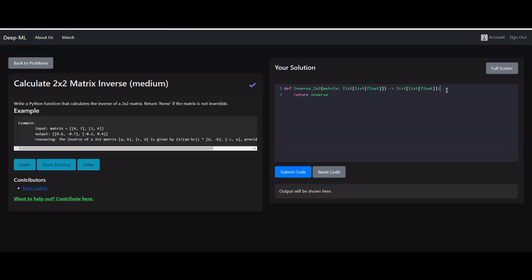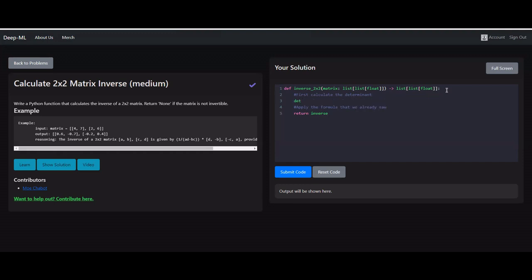Okay, so after we went through all of that, let's just dive in and write our code. The way I'm going to do this is first calculate the determinant. If the determinant is 0, then we're just going to stop. And if not, then we're going to apply the formula that we already saw.